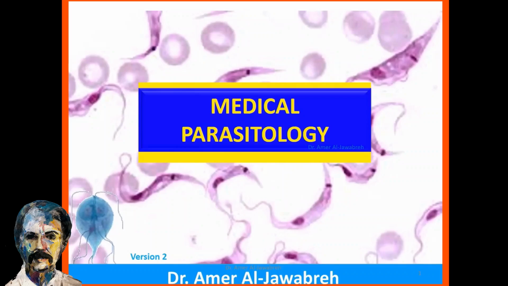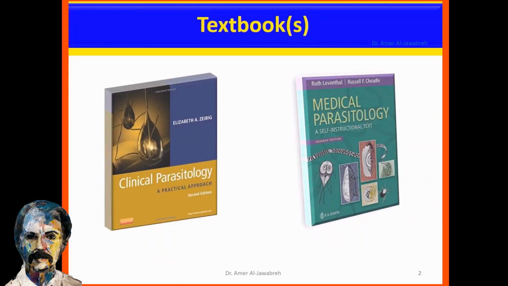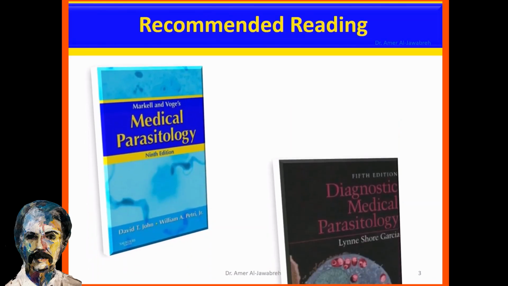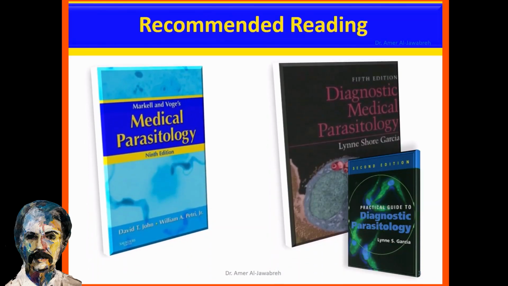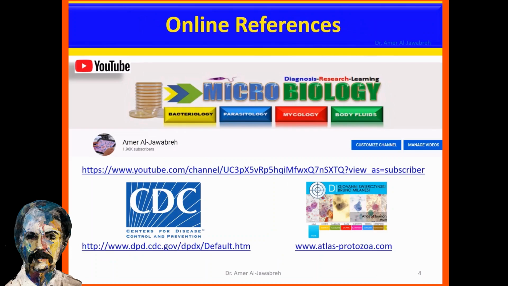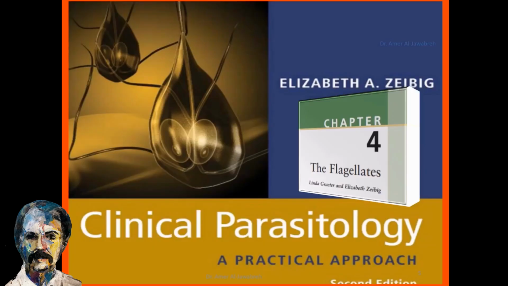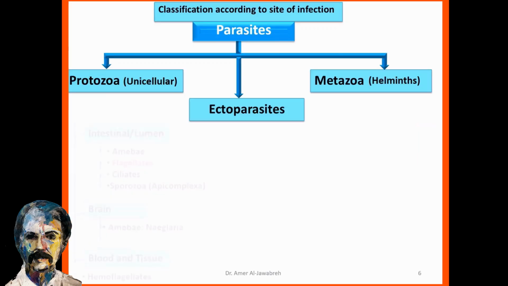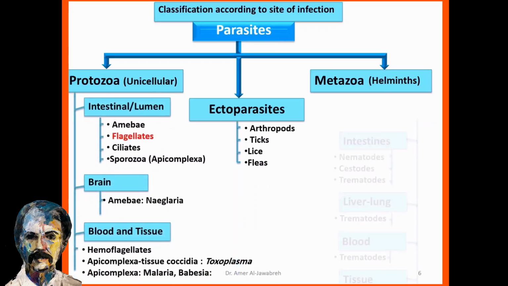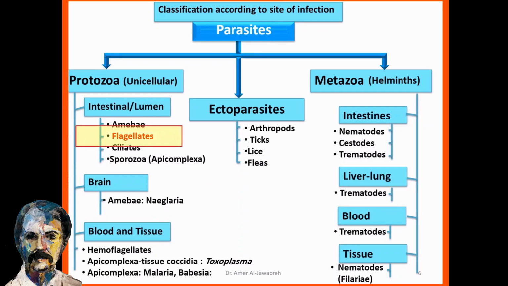Good morning, everybody. Today we start with Chilomastix mesnili. It's another flagellate in the intestine. These are the textbooks, the online references, CDC and our YouTube channel. And this is chapter 4, the flagellates. We have already finished Giardia. Now we go to Chilomastix mesnili.